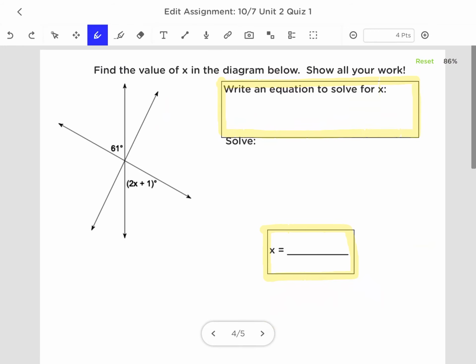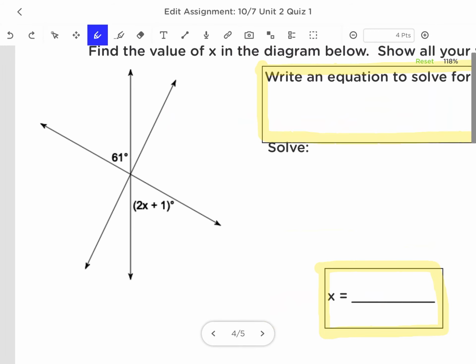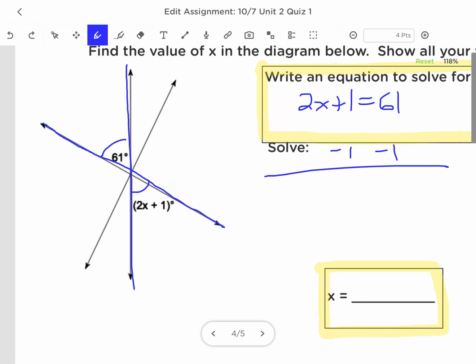For this one, we have vertical angles. These two angles are opposite each other in their intersection. So we have 2x plus 1 should equal 61, since vertical angles are always congruent. Now we can subtract 1 from both sides, and then if we divide by 2, x will equal 30.